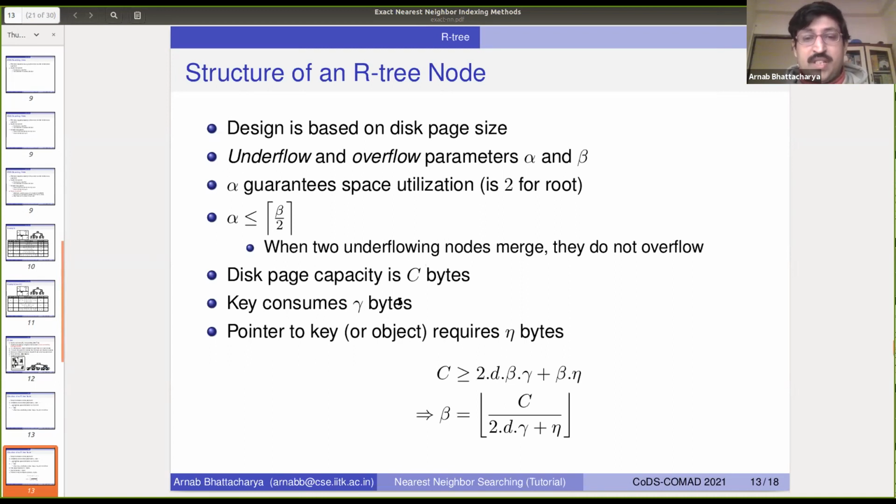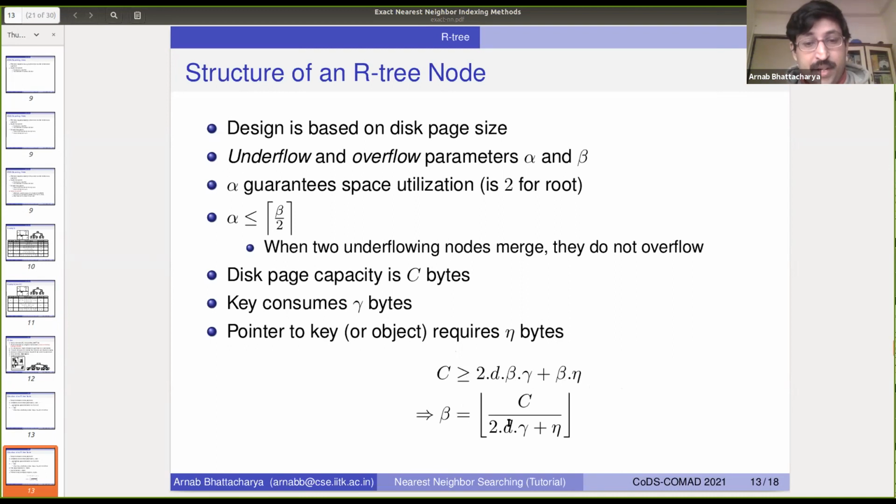And the disk page capacity, so there is a very easy way of finding out what will be the fan out of this R tree, how many children can fit into this. The reason I am saying this is that, you see, C is constant. C is the disk page capacity. So typically, let's say this is 4 kilobytes or 8 kilobytes, something like that, right? Now, beta is the fan out that you want to do. And this gamma and eta are also constants, right? Because let's say these are 8 bytes, etc.